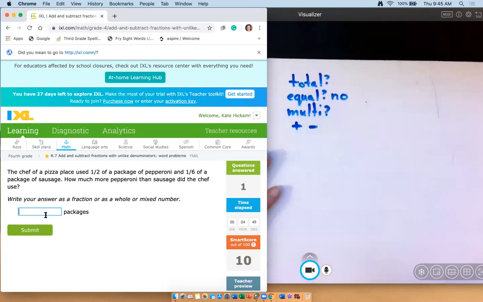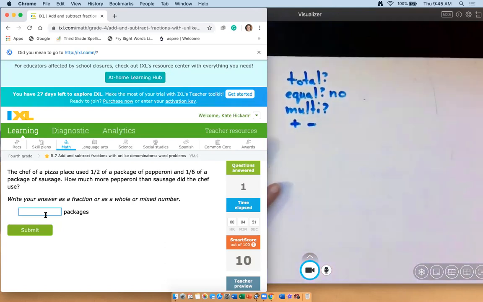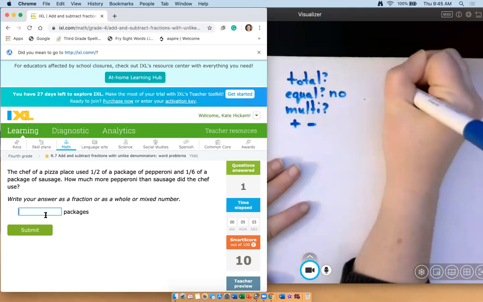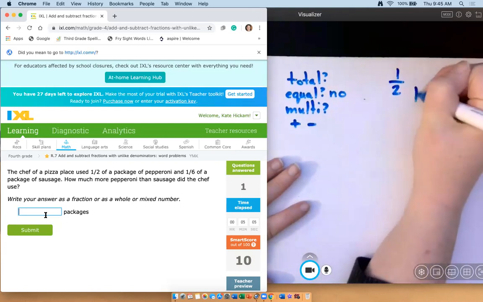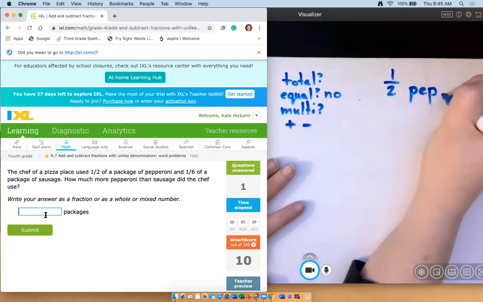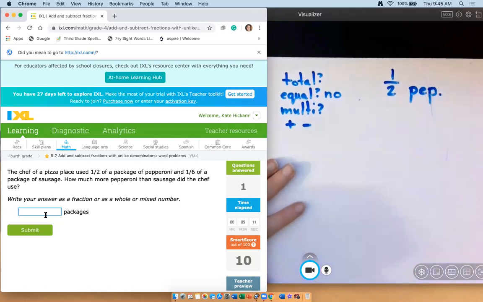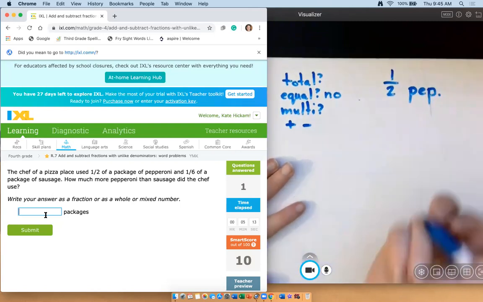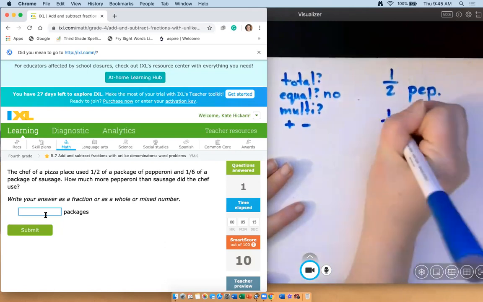And we're going to read the question. A chef of a pizza place uses half a package of pepperoni and 1/6 of a package of sausage. So we have half pepperoni. And remember, these are just your notes, so just keep them easy. I'm not going to spell out pepperoni. I'm going to make my life easier. And then 1/6 of a package of sausage.